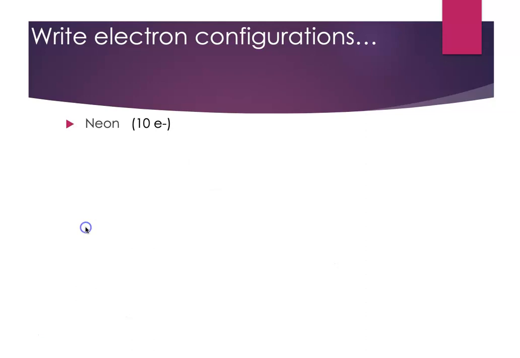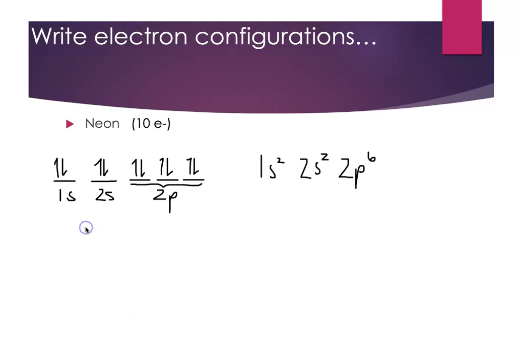We can go ahead and do neon, which has 10 electrons, 1s2, 2s2, 2p6. So all of the orbitals are completely filled. All of the sublevels that are occupied are completely filled. And that's a hallmark, actually, of the noble gases. All of the sublevels are completely filled.